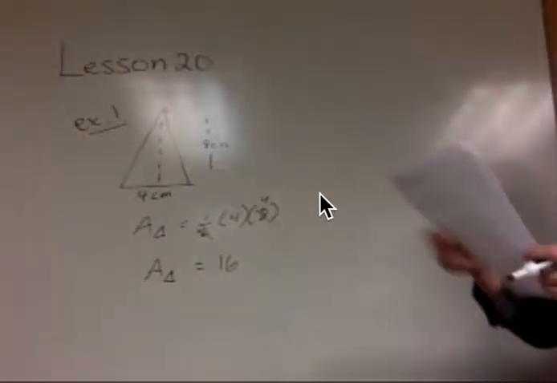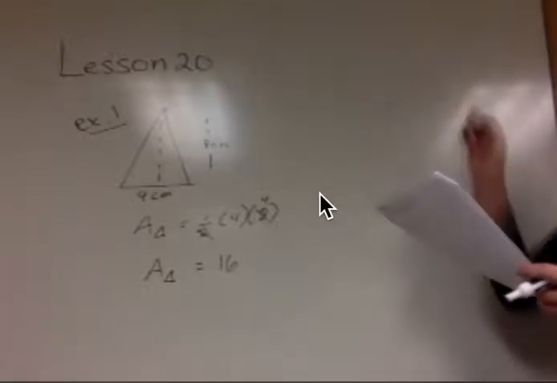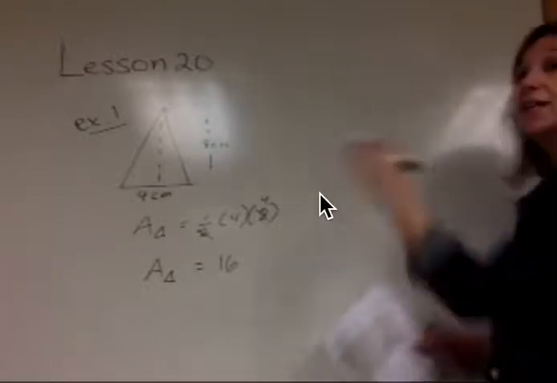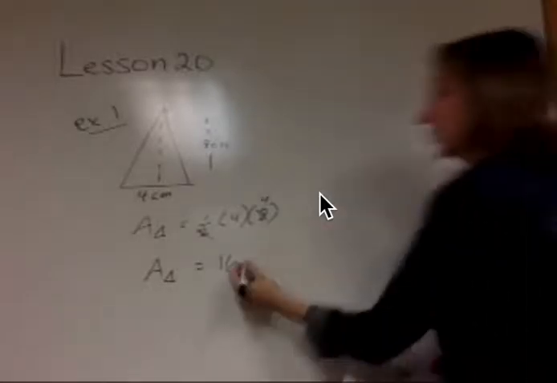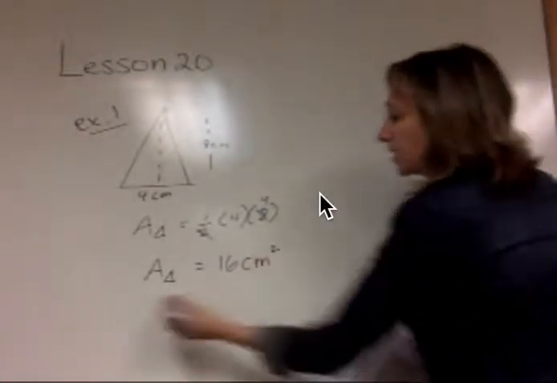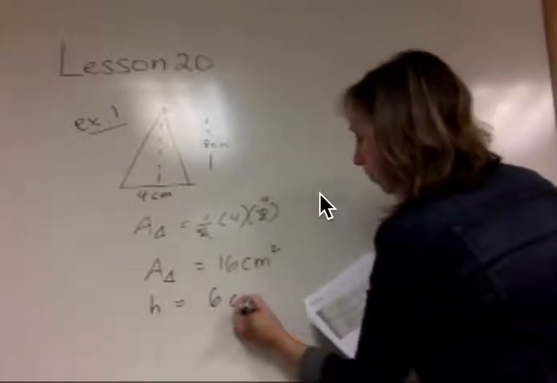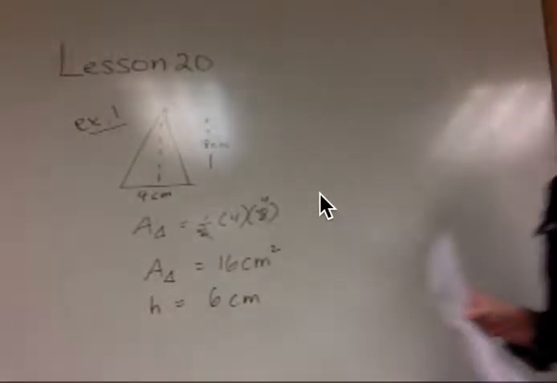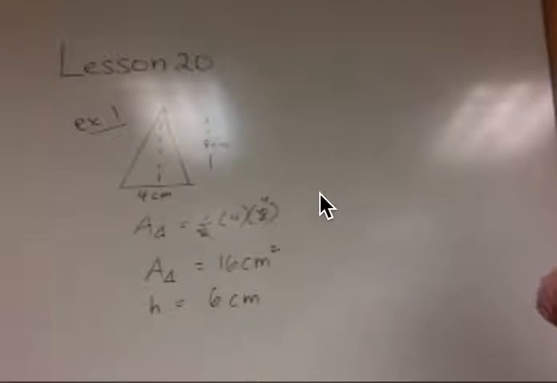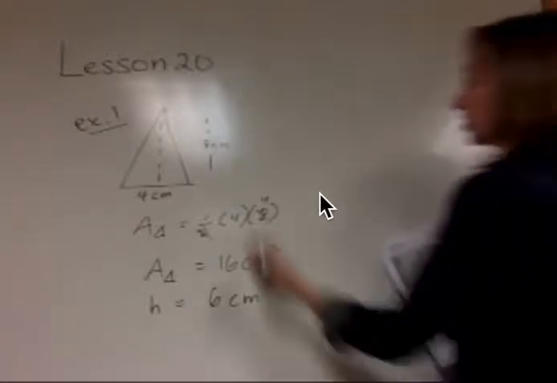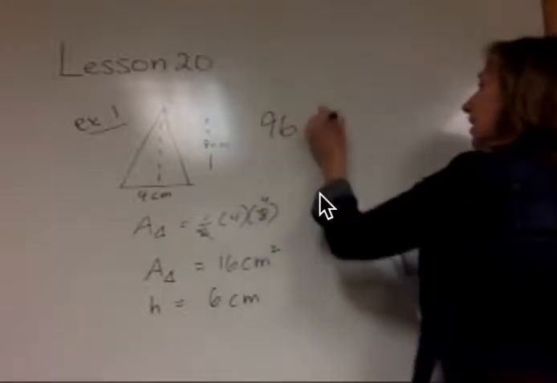The height, it tells us on the paper, is 6 centimeters. So to get the volume of the whole thing, this is going to be centimeters squared. The height is going to be 6 centimeters. So when we multiply 16 times 6, anyone have that right offhand? It's 96. So the answer is going to be 96 centimeters cubed.